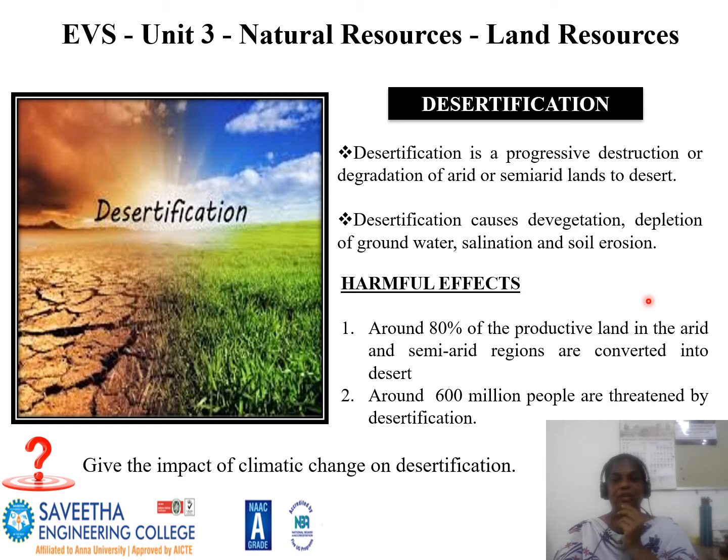Let us move on to the next one, which is called desertification. So what is desertification? It is the progressive destruction or degradation of arid or semi-arid lands to desert. Here, desertification is caused by devegetation, depletion of groundwater, salinization, and soil erosion. The harmful effect could be that around 80% of the productive land in the arid and semi-arid regions is converted into desert, and 600 million people are threatened by desertification.